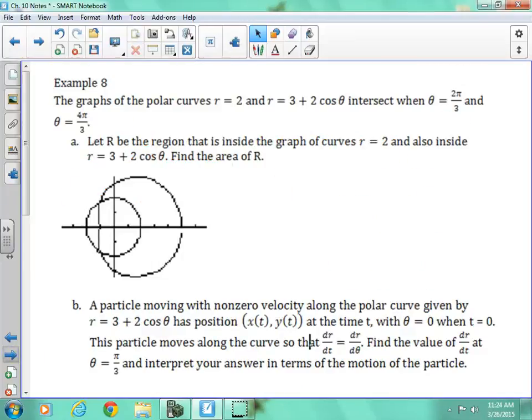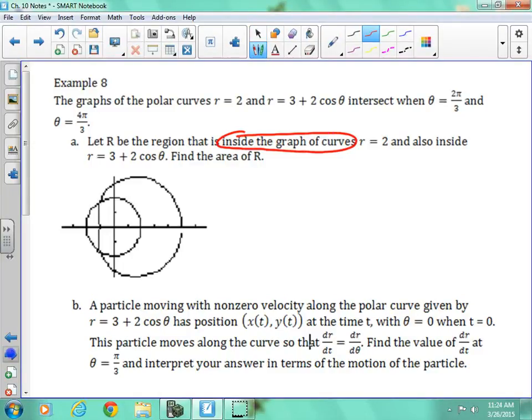What's different? The word inside, that means inside both. Ethan, here's the one we were talking about. Inside both. I have the graphs of the polar curves. We're going to stop here. The graphs of the polar curves, r equals 2 and r equals 3 plus 2 cosine, intersect when, oh, they even gave it to me. Nice. Let R be the region that is inside r equals 2 and also inside. Okay, so that's the key. Inside, also inside.